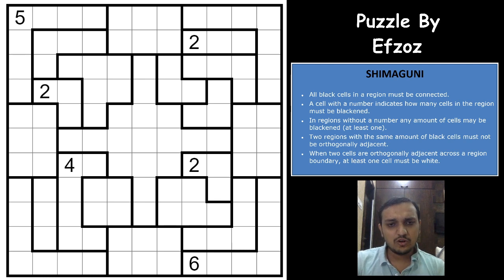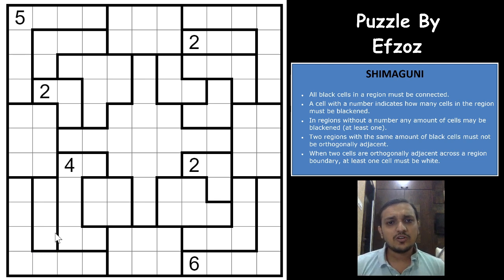And coming on to this puzzle, Shimaguni puzzle, it comes into the shading puzzle category, and according to the rules we have to shade some white cells black in the whole grid in such a way that in every region the black cells shaded have to be connected to each other. So for example, if I have a black cell here and a black cell here, and there is no connection here, this kind of pattern is not possible. So within a region, all the black cells have to be connected to each other.